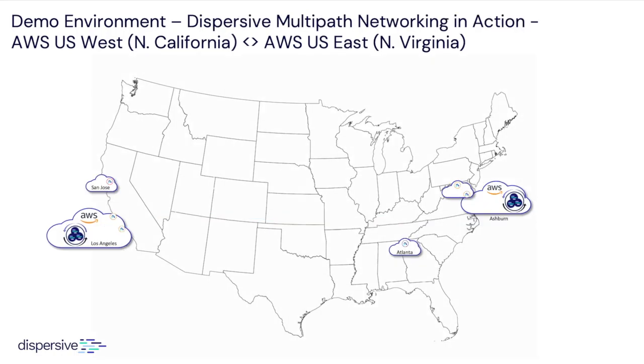On the Dispersive side, we similarly have Dispersive nodes deployed in AWS US East and AWS US West, with the addition of data deflects spread throughout the United States. We have a couple of deflects deployed in the AWS cloud itself, as well as bare metal-based deflects deployed in San Jose, Los Angeles, and Atlanta.